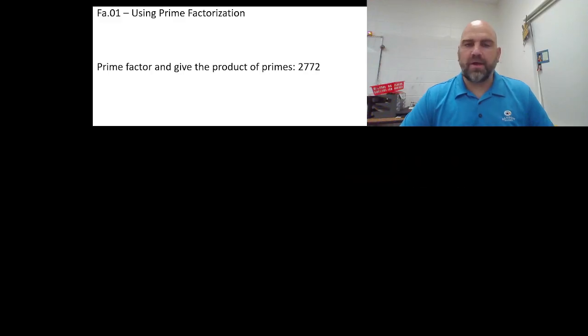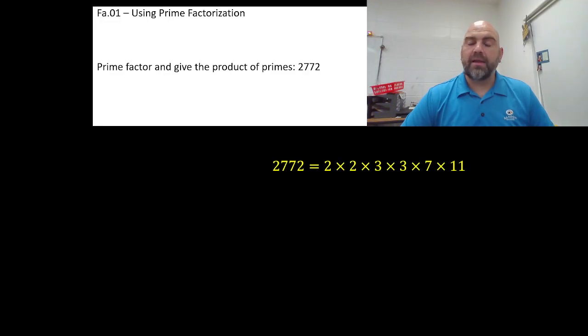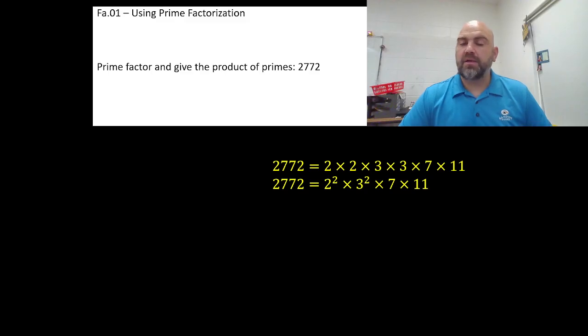Let's do another example. Try this one: 2,772. And go. Okay, welcome back. Did you get 2 times 2 times 3 times 3 times 7 times 11? There's no 5s this time, but we also have the 7 and the 11 as well. We can combine the 2s and 3s there, so we have 2 squared and 3 squared, and that just makes it a little bit simpler as we put this together.